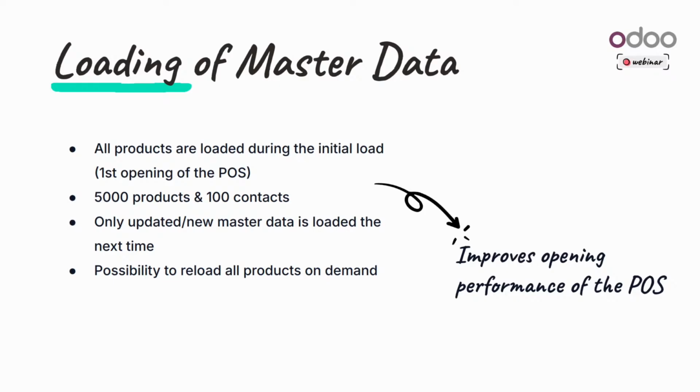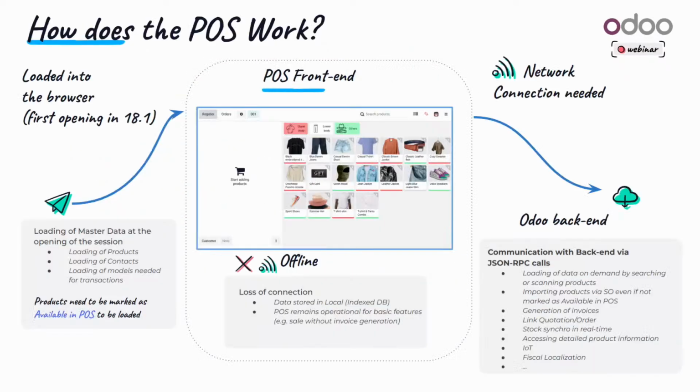Exactly, and of course it's going to update products that you have changed or updated. This is going to be done the next time, but the initial load is going to be longer and the next load is going to be much faster. So how does it work? Maybe we can show you that. Of course you are going to load products, contacts, and all the needed models, as long as, for the products, they are set to be available in the POS in order to be loaded into the front end.